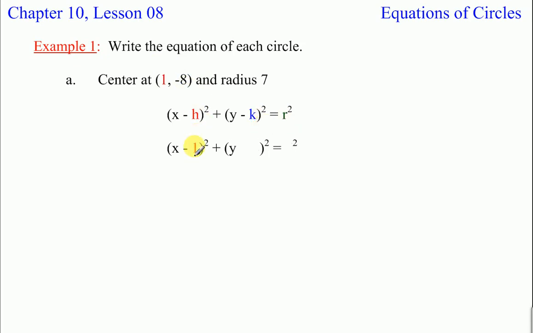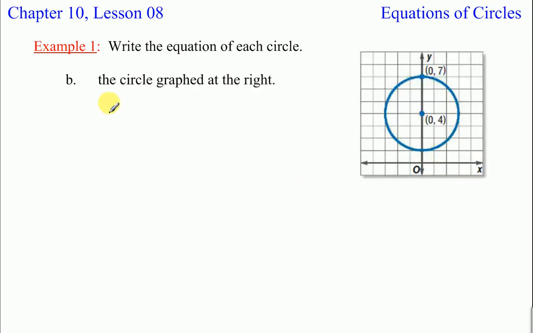H and k. We have h is 1 and k is negative 8. Now, pay attention there. Negative. If you have a negative, minus a negative, that's a positive. And then the radius is 7. So there we go. That's it. It's that easy. Okay, always remember to simplify. So 7 squared is 49.